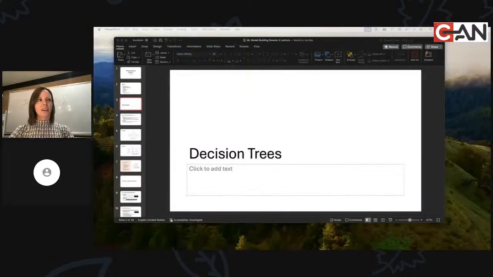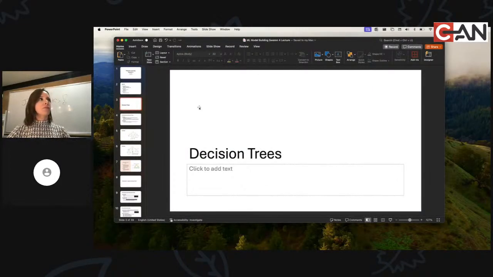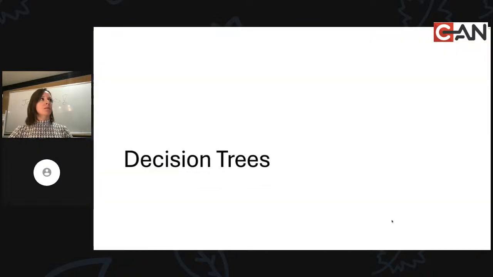All right, today is our machine learning session 4, and we're going to talk about decision trees. We've already talked about linear regression, we've already talked about logistic regression, and now we're going to talk about our first non-parametric model. So this is our first model that's actually going to be capable of solving nonlinear problems. And that is a decision tree.